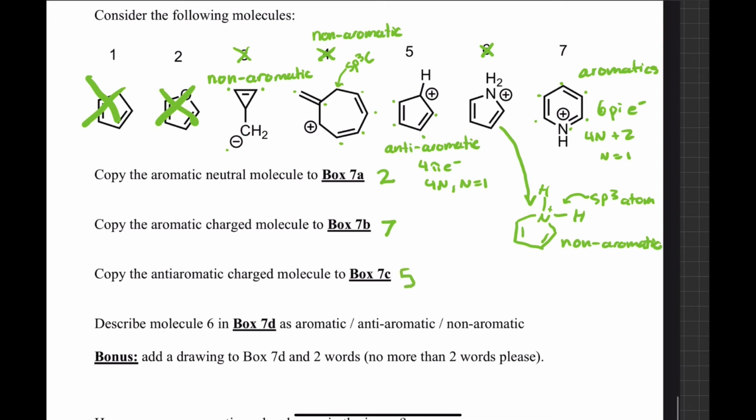7d. 7d asks us to describe molecule 6 as either an aromatic, anti-aromatic, or non-aromatic. Molecule 6, we find this here, is non-aromatic as we've described previously. It contains an sp3 atom, the nitrogen, which interrupts the flow of conjugation of the p orbitals. Therefore, the answer for 7d is non-aromatic.